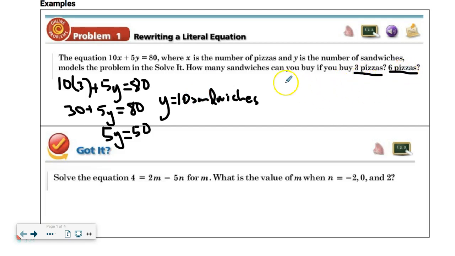What about 6 pizzas? Same idea. Put 6 in for x instead of 3. So 10 times 6 plus 5y. Everything's going to be basically the same in terms of solving this. Now I'm going to get 10 times 6 equals 60. I apologize for the handwriting. This is not the easiest program in the universe to use.